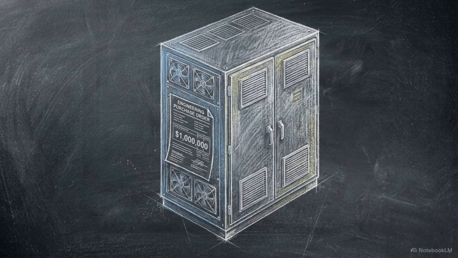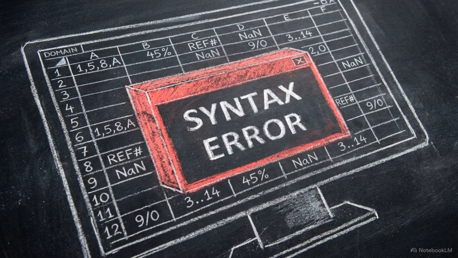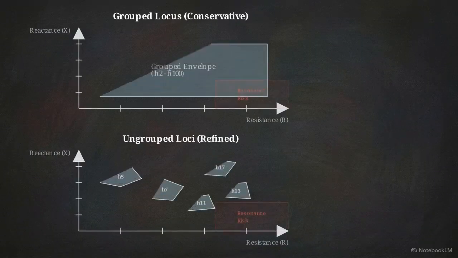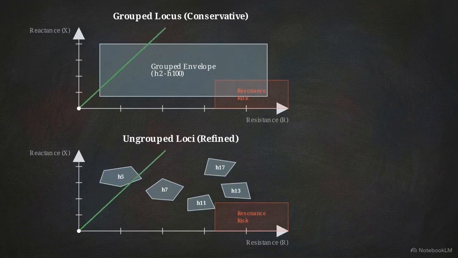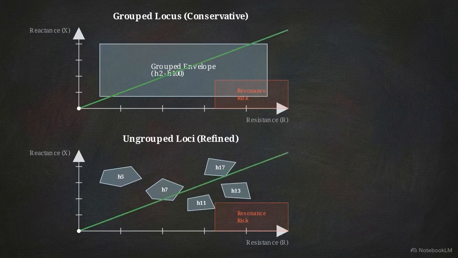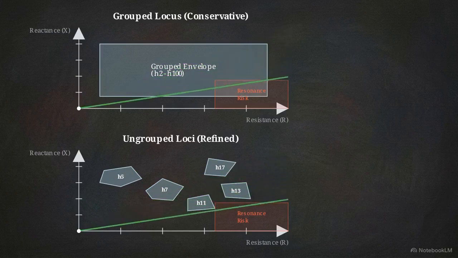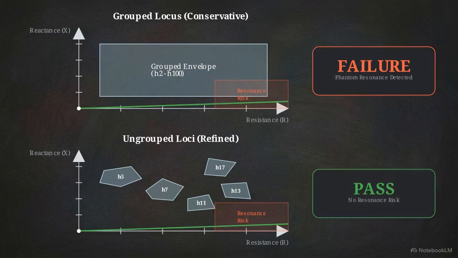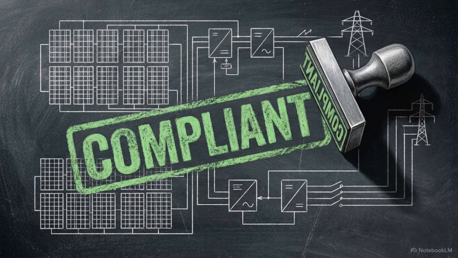These artificial failures can lead to million-dollar costs for active filter installations that the project may not actually need. A failure against a grouped locus is often a data formatting issue rather than an electrical one. The path to resolution involves requesting ungrouped loci from the DNO, which provides a specific, tighter polygon for each individual harmonic order. This detailed data often reveals that the plant is already compliant, removing the need for physical mitigation.